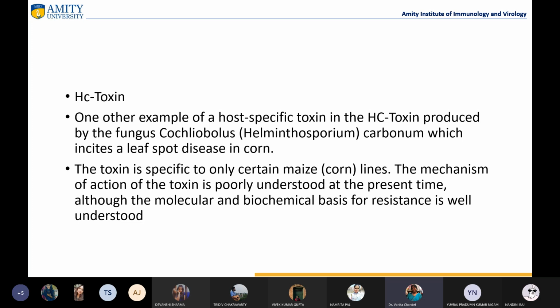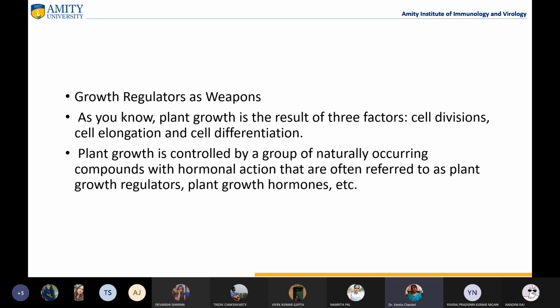Then we have the HC toxin. This is again a host-specific toxin, produced by the fungus Helminthosporium, which causes a leaf spot disease in corn. And this is specific only to certain maize varieties, not all plants. The mechanism is not very clearly understood, although the molecular and biochemical basis of resistance is well understood for this particular toxin. So we discussed the enzymes, then the toxins, host-specific and non-host-specific toxins.